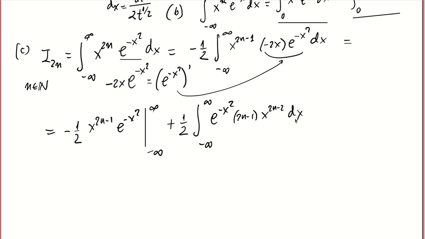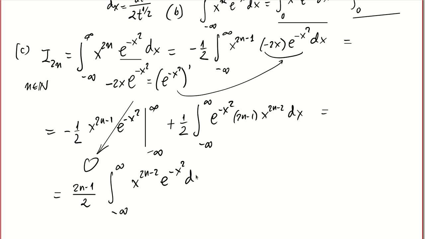All right. Now, what happens to this function when we take the limit x to infinity? Because of the exponential, it goes to 0. And that's the same if we take the limit to minus infinity. So actually, this is equal to 0. So what we have here is this constant, (2n-1)/2, and then the integral from minus infinity to infinity of this power and this exponential.